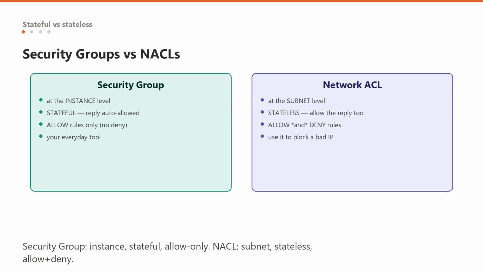This is your primary, everyday tool. Second, the network ACL, which acts at the subnet level, protecting everything inside it, and it is stateless. That means if you allow traffic in, you must separately allow the response back out. It does not remember. But unlike security groups, NACLs support explicit deny rules, which makes them the right tool for blocking a specific malicious IP address across an entire subnet. Remember it as: security group, instance, stateful, allow only; NACL, subnet, stateless, allow and deny.